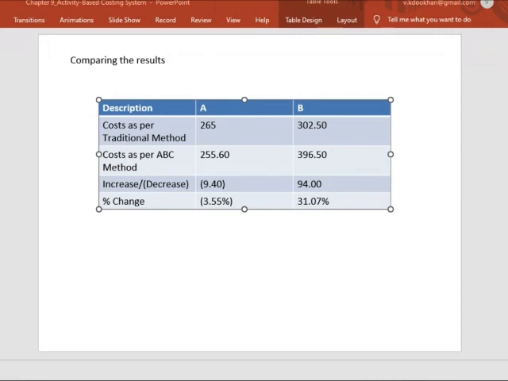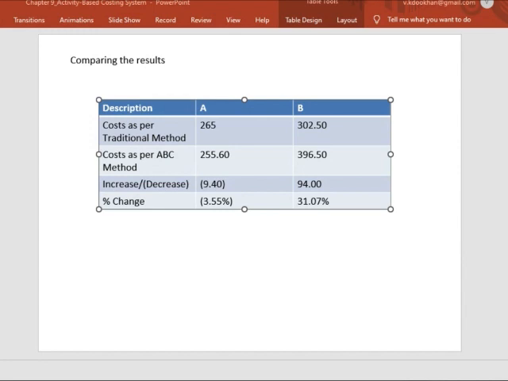Okay, so if you look at this table under the traditional costing system, I'm using the traditional to compare with the ABC. Alors, under the traditional costing system, you would see that the cost of A is more. Okay, it is increased by 9.40. Okay, alors there is an increased amount. Mais par contre, under the traditional costing system, for product B, it is lesser. Okay, it is less by 94 rupees per unit.